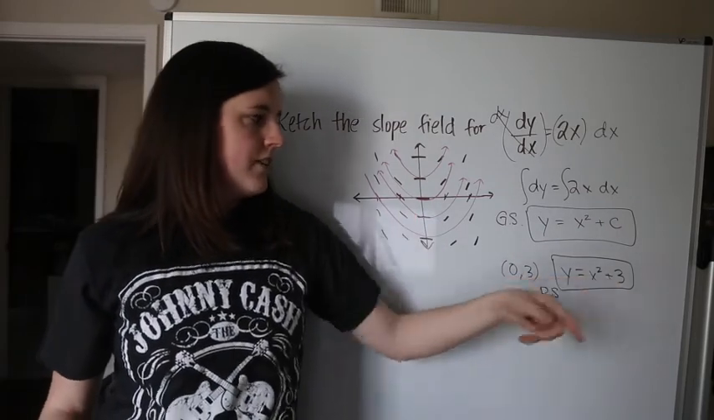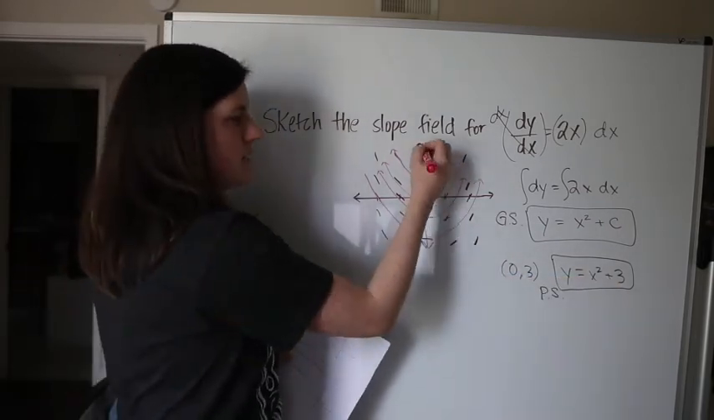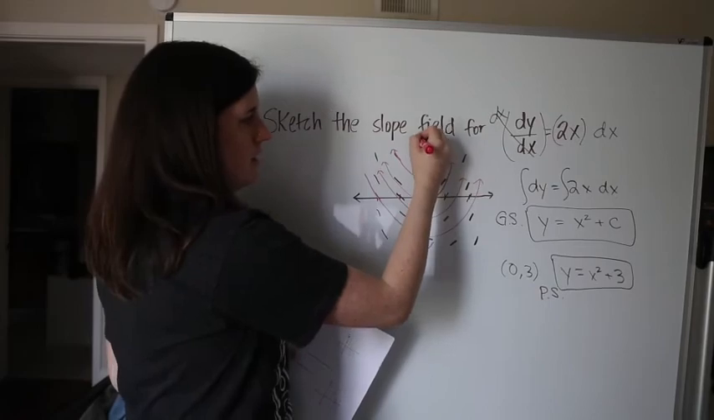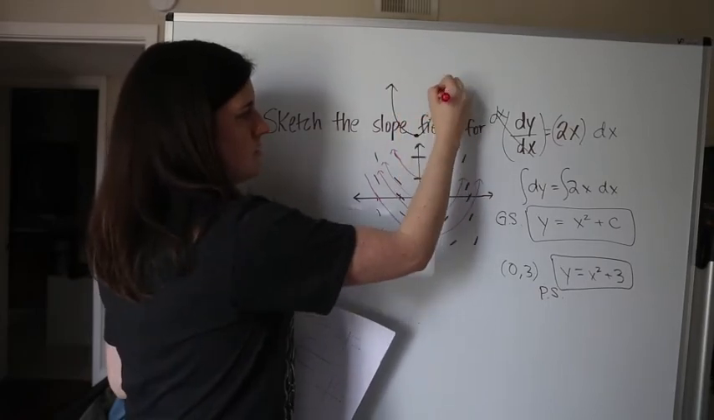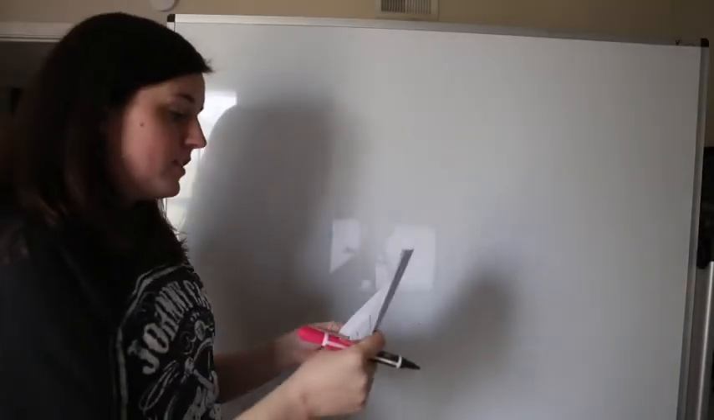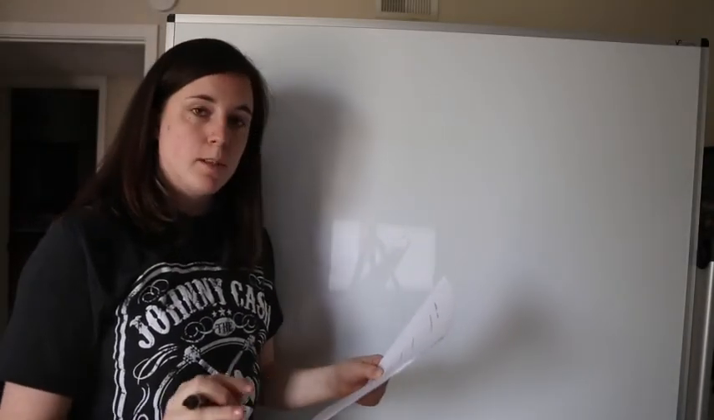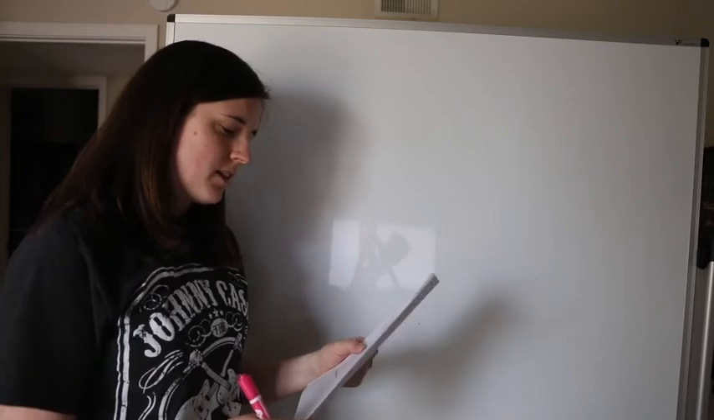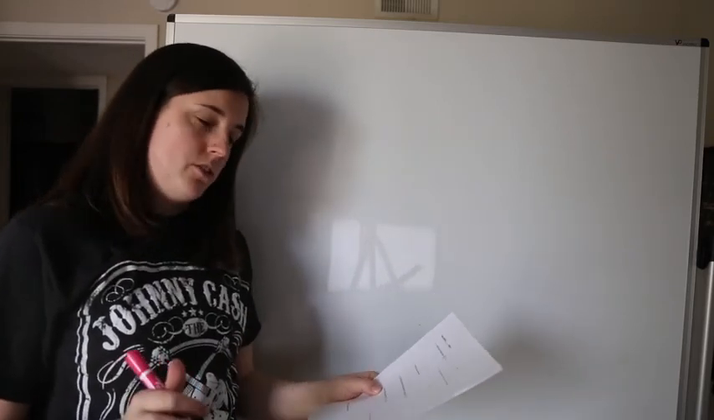If you wanted to graph that specific one, you'd have to go up to the intercept of 3, and say this is your particular solution on that slope field. For the next example, you should be able to do your slope field on your own since we've practiced them together, but I am going to find the general solution with you.